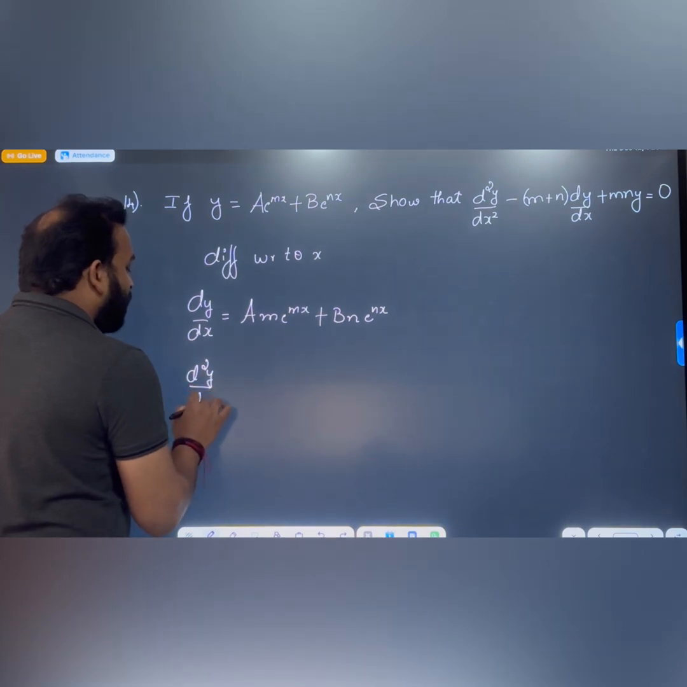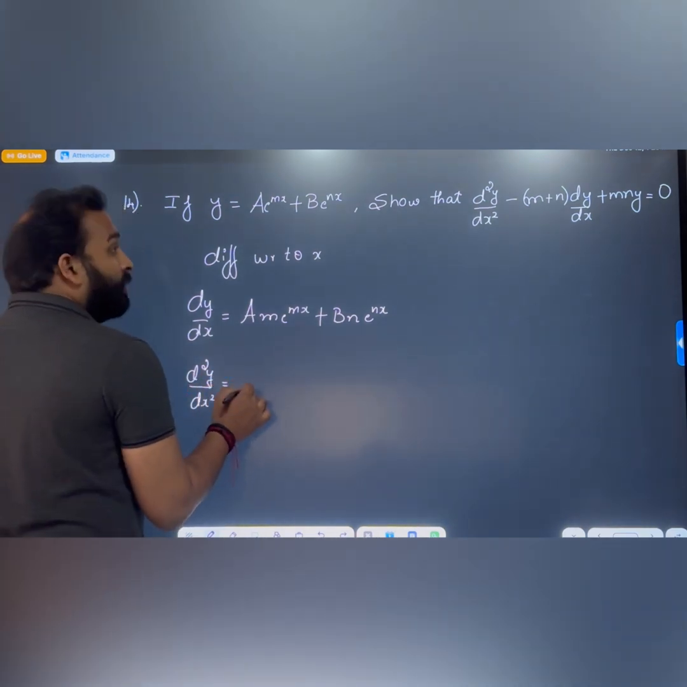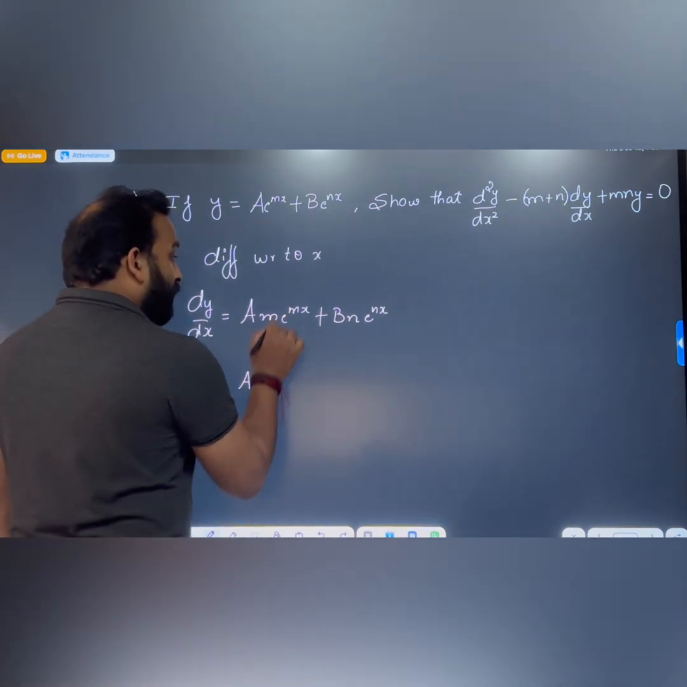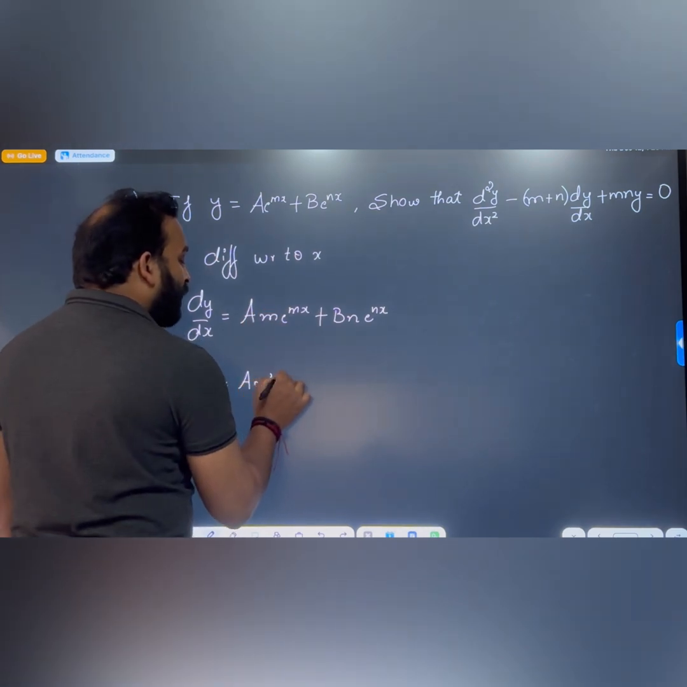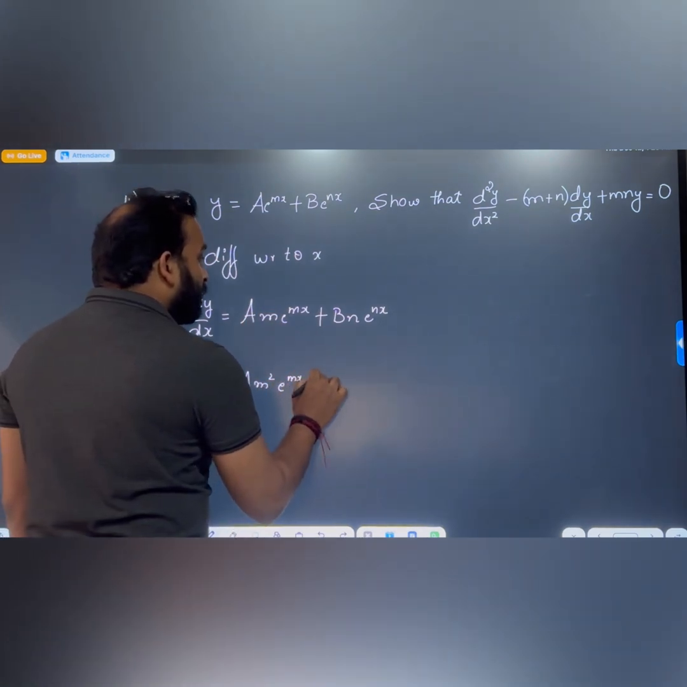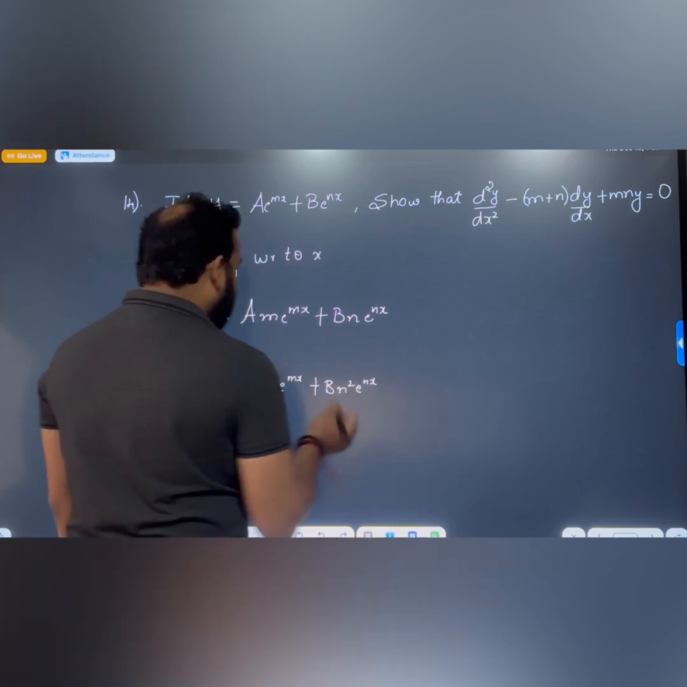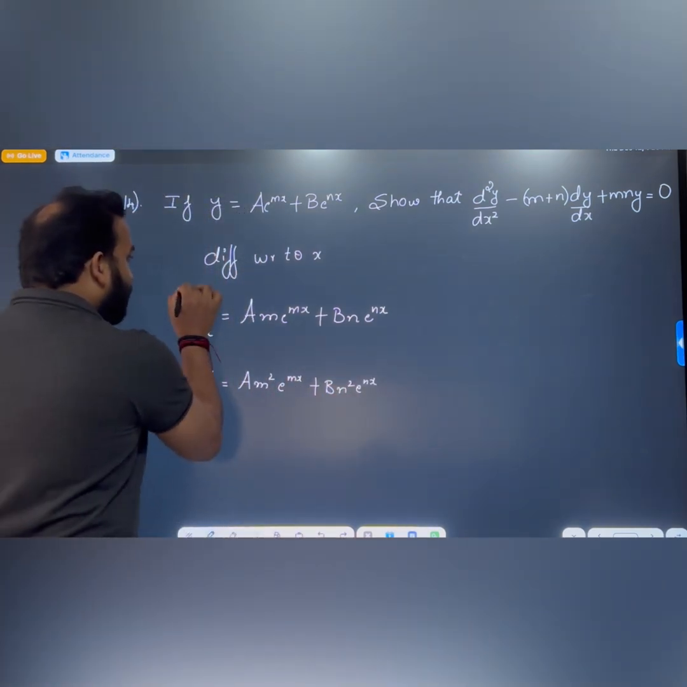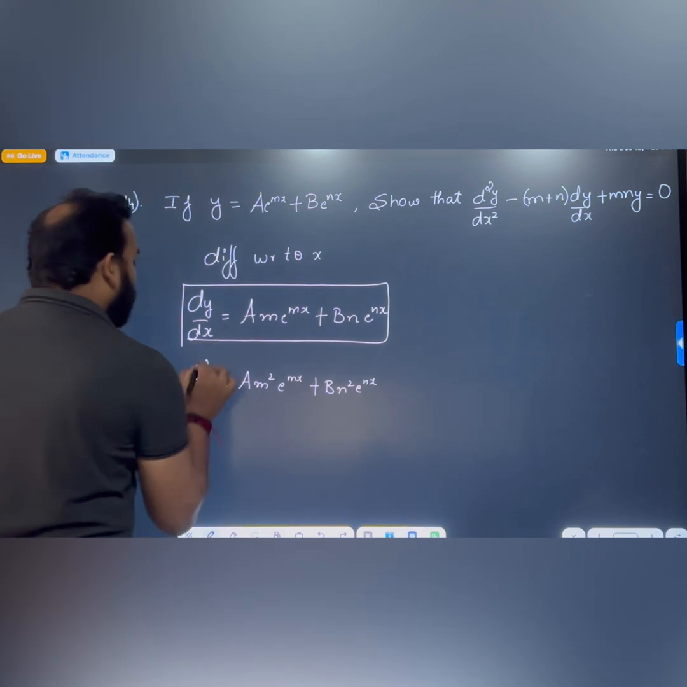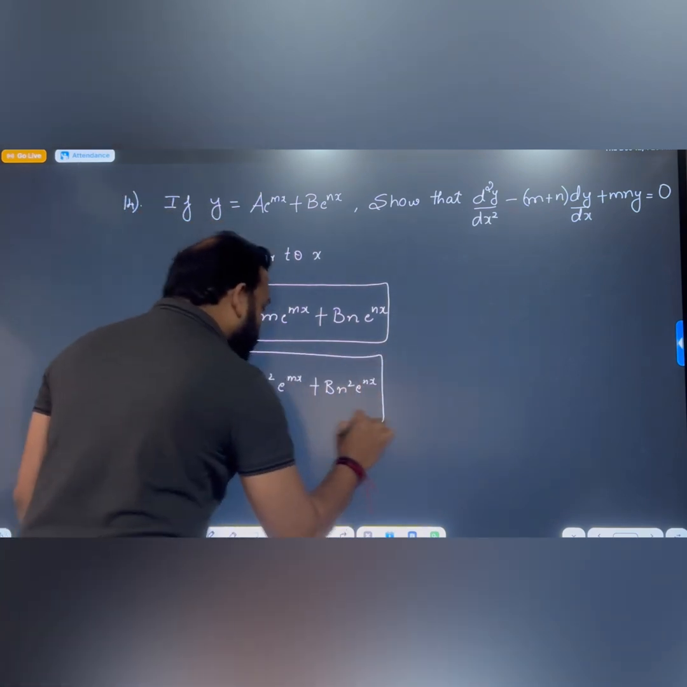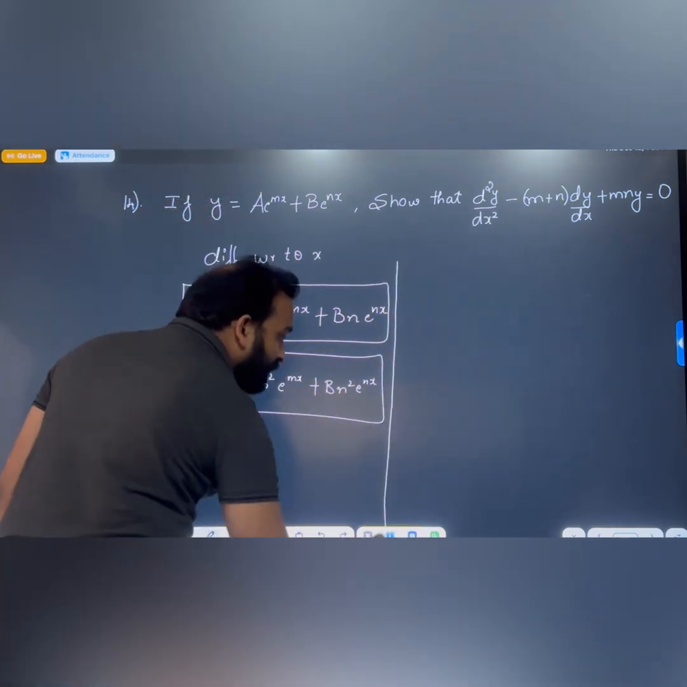Look at this carefully. If you differentiate it now, it becomes a, again m multiplied, it becomes m square e power mx, plus b, again n multiplied, it becomes n square e power nx, correct? So you got your dy by dx here, and you also got your d square y by dx square. Now what are we waiting for? We will directly substitute in the given equation.